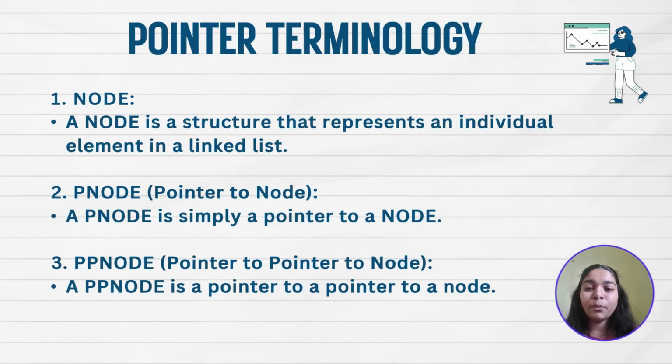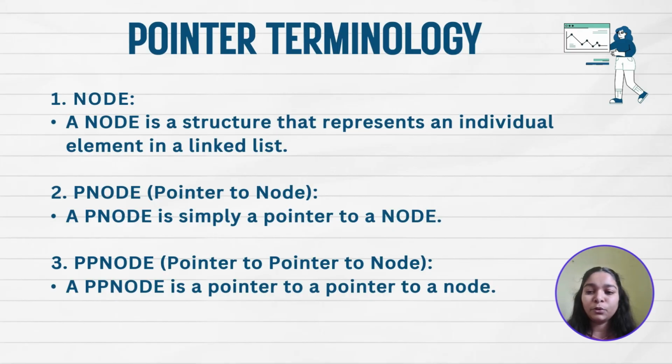Now let's learn pointer terminology as it relates to linked lists. First, what is a node? A node is a structure that represents an individual element in a linked list. A node consists of two components, data and next. The data is the value that the node holds, and next is a pointer that points to the next node in the linked list.